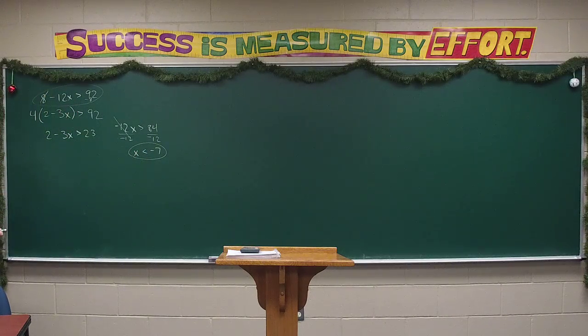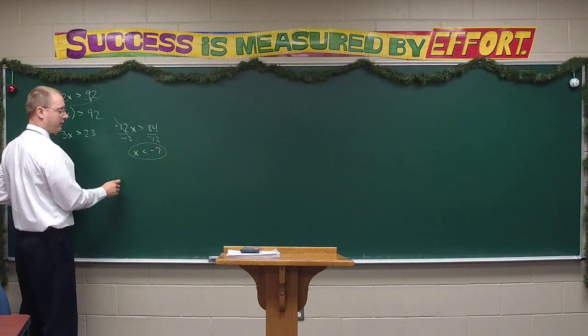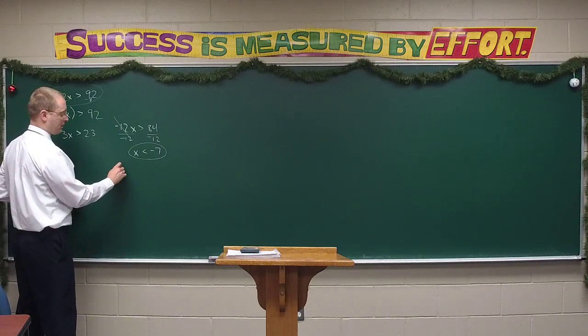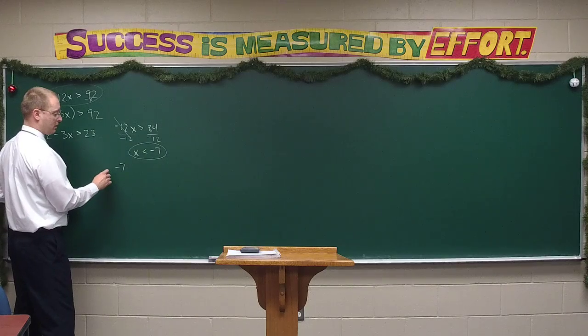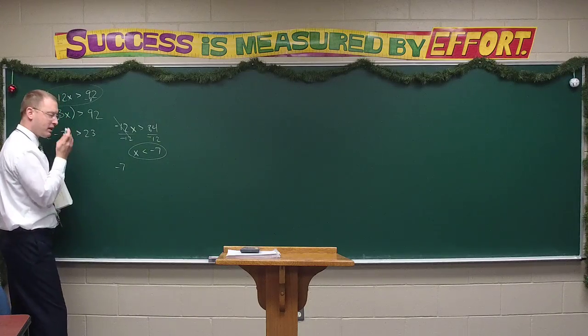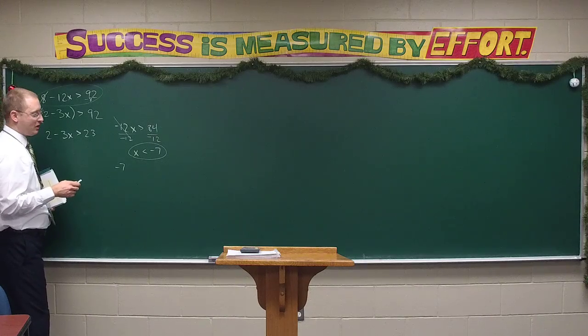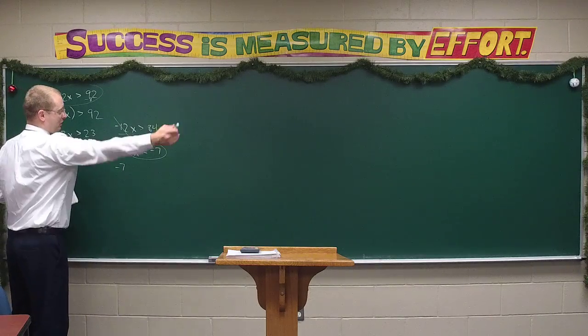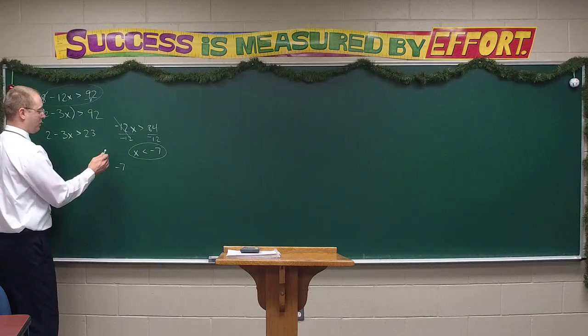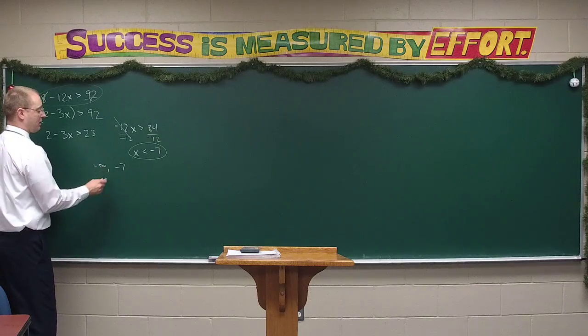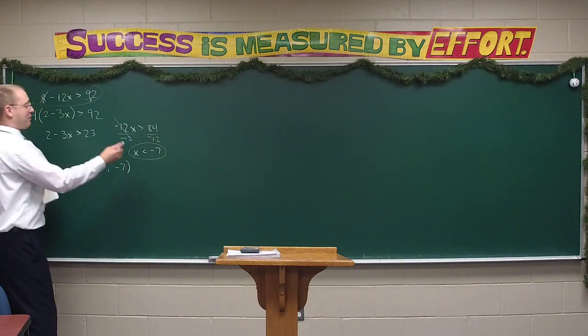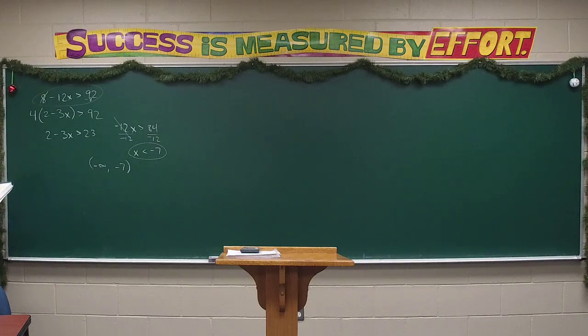How would I write this as an interval, Audrey? Negative 7 is the key point. Does it go big or go small? Small, so negative infinity to negative 7. There we go. And how many have that answer for number one? Questions on number one? Okay, questions from those who did not get it?